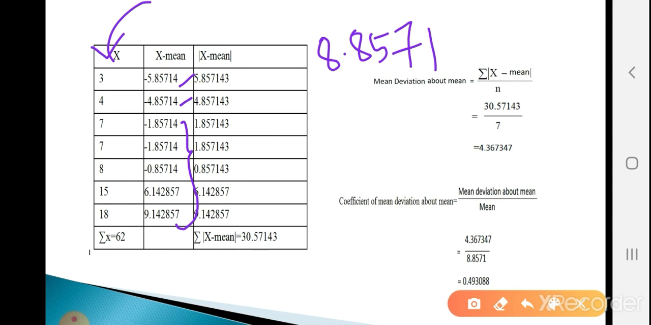Now, make the last column mod of x minus mean, that is the absolute value of column x minus mean. Then the first value of x minus mean is minus 5.85714. So, what is the absolute value of minus 5.85714? The absolute value is 5.85714. Now, the next value, the absolute value of minus 4.85714 is 4.85714. Then the next value is 1.85714. Similarly, calculate the remaining ones.